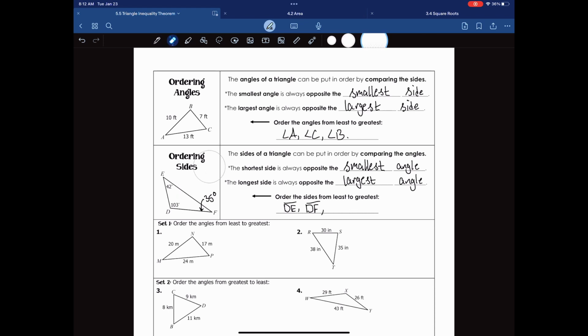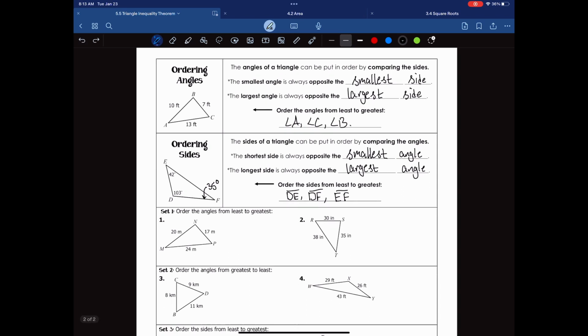I'm going to erase this just so I have room to demonstrate. And then, obviously, the last side would be EF, but if we didn't know that for whatever reason, or if I just asked for the largest side, what you could do is find the largest angle and find the opposite side. EF is the opposite side of the largest angle, so it is the largest side.